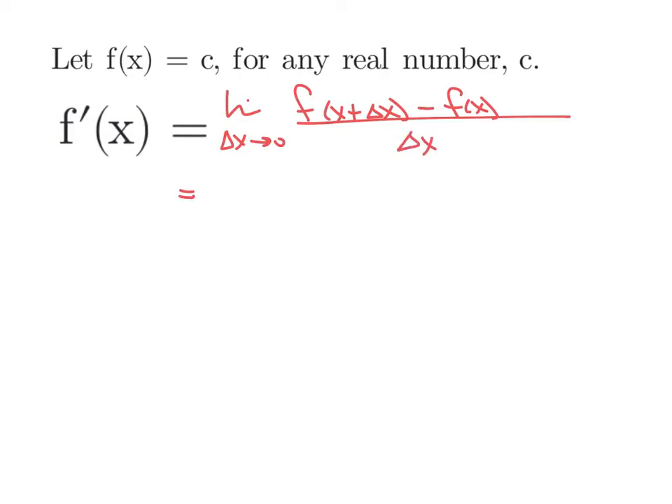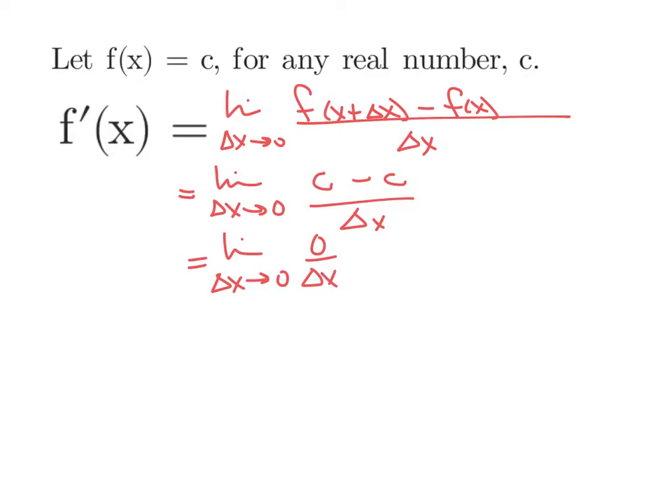And the nice thing about this is f of x is a constant function. So when we're trying to find f of x plus delta x, it's going to be c, and f of x is c. So when we simplify this fraction, we get the limit as delta x approaches 0 of 0 over delta x, which is 0. So what we just showed for our constant rule is that if we wanted to find the derivative of a constant, it will always be 0.